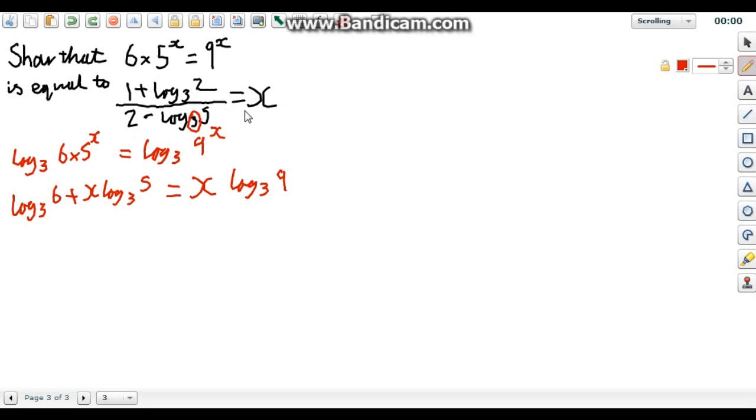Now, the second thing I would notice is it wants it equal to x. So I would try to get all of the x terms on the same side.